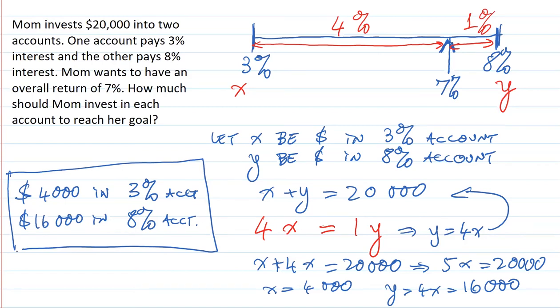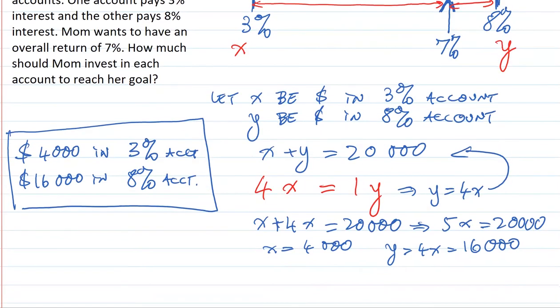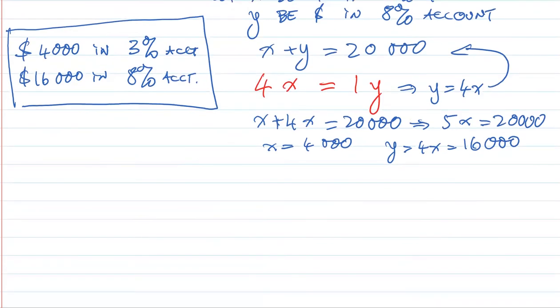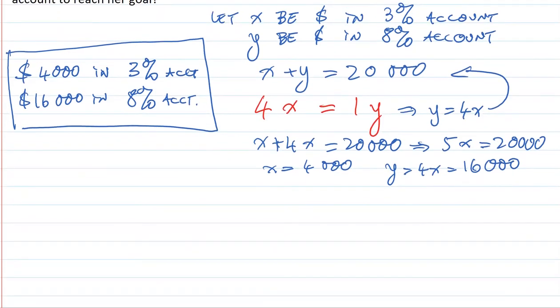All right, let's double check with the traditional algebra method. And again, I'm going to zoom through really fast. And you can pause the video if you want to slow down.